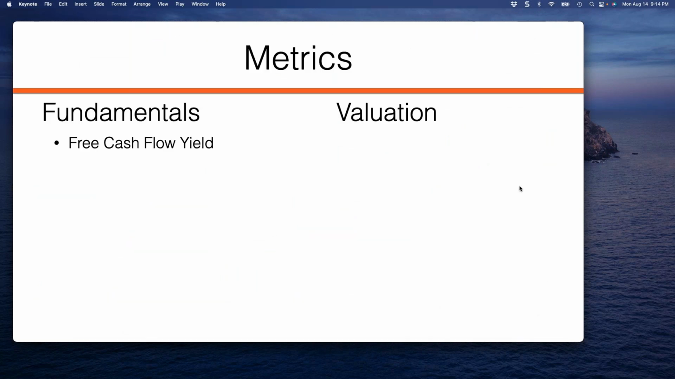My fundamentals are pretty straightforward. I like to focus on free cash flow, and I'll show you how I calculate free cash flow yield in a moment. I also pay a lot of attention to cash and liquid assets, to long-term debt, and to the company's profitability and operating margins based on net income to revenue.